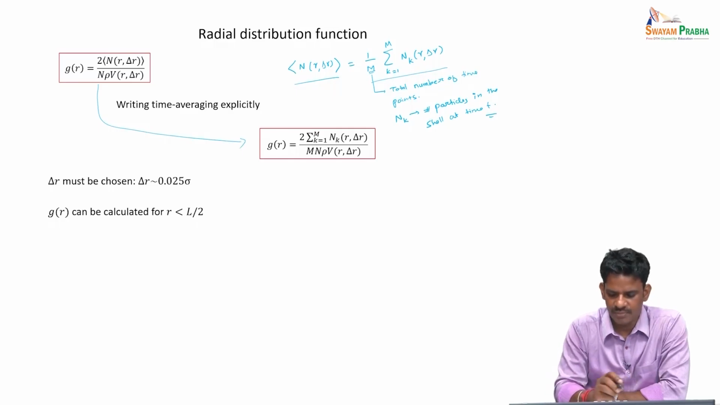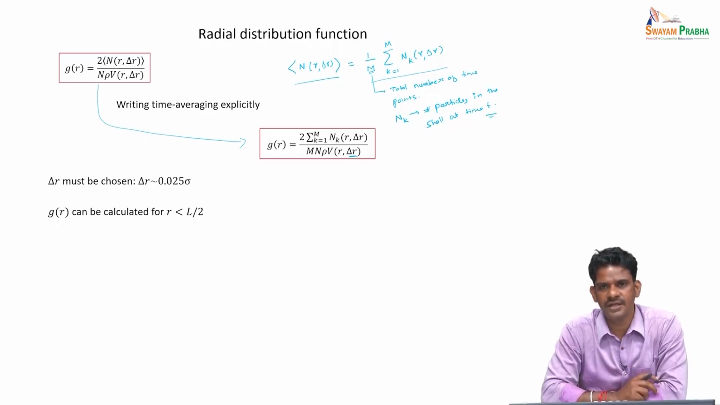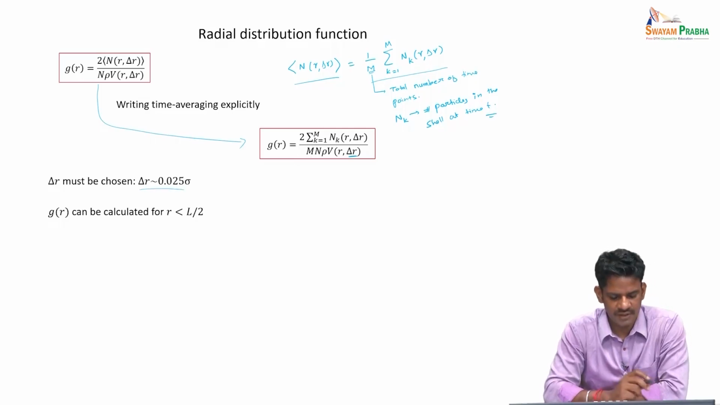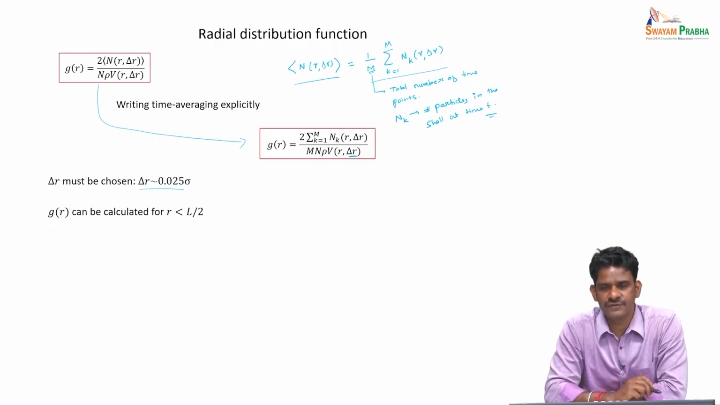Now the practical question about how small or how big the thickness of the shell should be has to be decided. So typically one would choose, for a Lennard-Jones system, if sigma is our length scale, delta r to be about 2.5% of sigma or maybe 5% of sigma, depending upon the density.